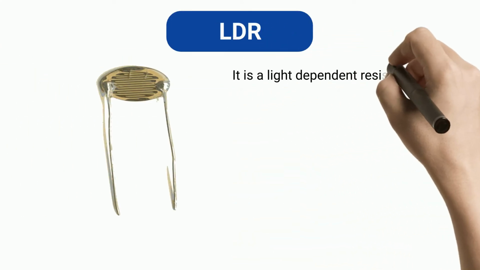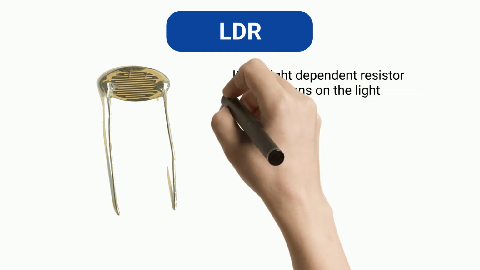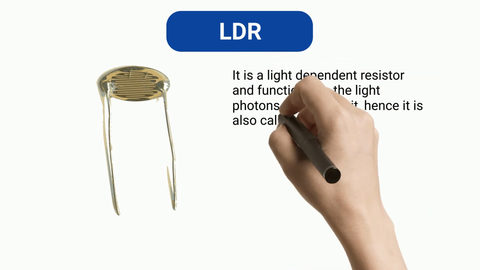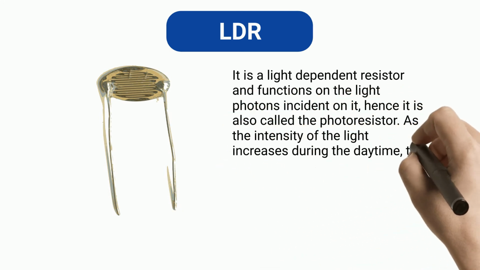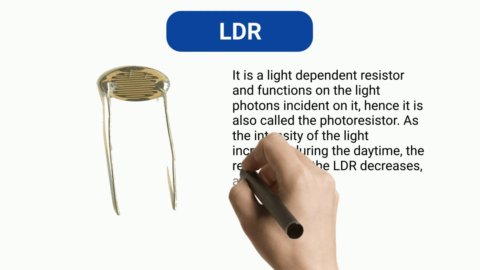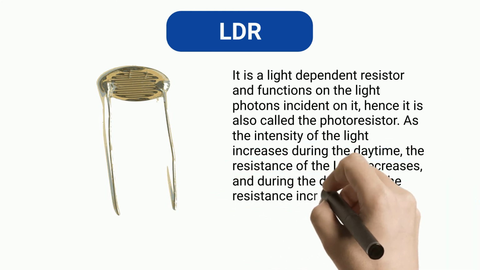LDR. It is a light-dependent resistor and functions on the light photons incident on it, hence it is also called the photoresistor. As the intensity of the light increases during the daytime, the resistance of the LDR decreases, and during the dark night, the resistance increases.